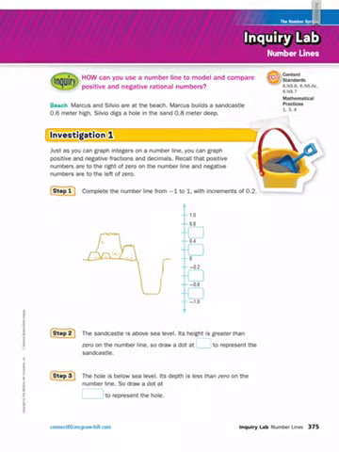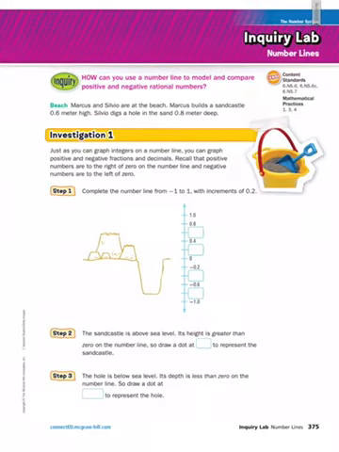So let's get started. At the top it says Marcus and Silvio are at the beach. Marcus builds a sandcastle 0.6 meter high. Silvio digs a hole in the sand 0.8 meter deep. Now what we're going to do is investigate these heights on a vertical number line here.